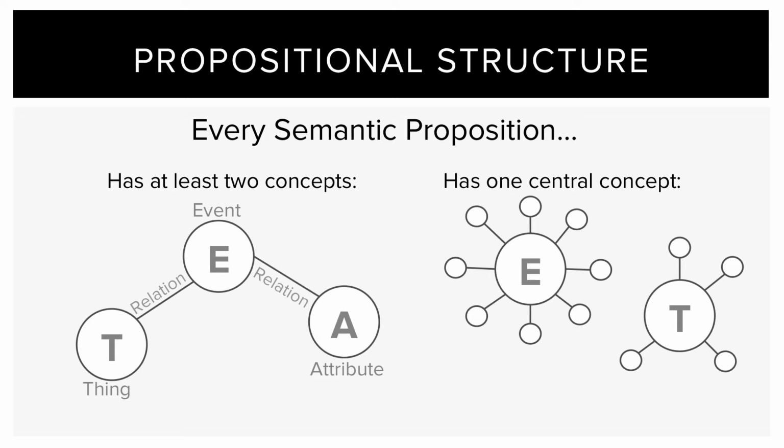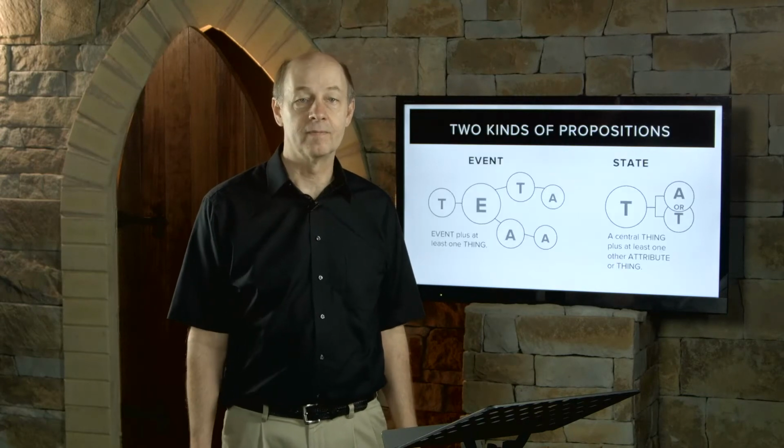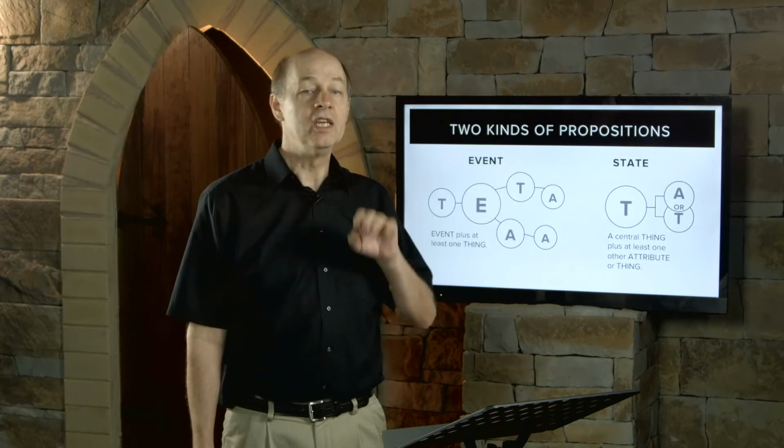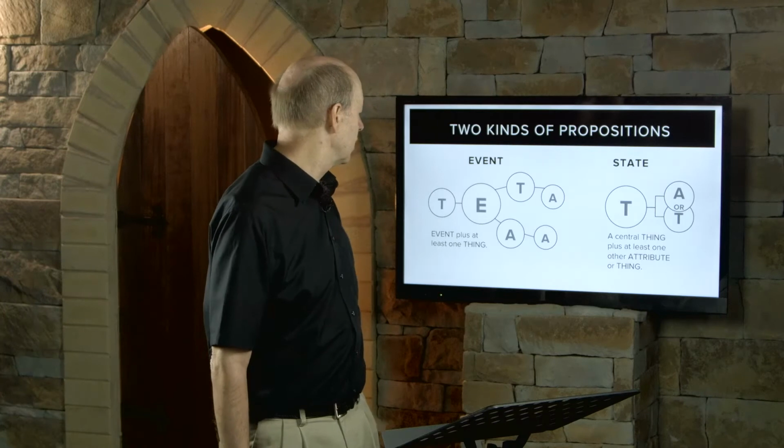So with this event concept, John hit the ball, the event is central, and there are 2 thing concepts attached to it. But you see by these illustrations that there could be several other concepts that are clustering around the central concept in a semantic proposition. There are 2 kinds of propositions: event propositions and state propositions. Every event proposition has as its central concept an event, and it has at least 1 thing concept attached to it. Of course, there could be other things and attributes attached to it, as we see in this illustration.